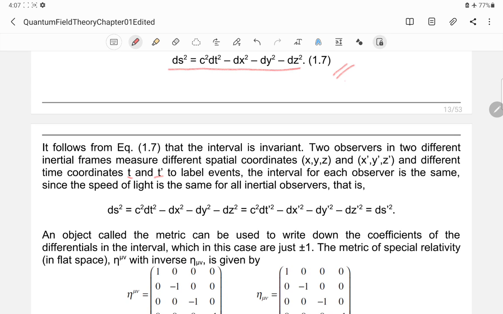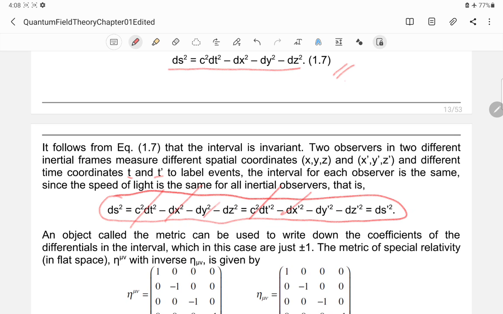The interval for each observer is the same since the speed of light is the same for all inertial observers. So you have here this one. It doesn't mean that this one is the same as this one, or this one is the same as this one. They're not the same. Only that the whole quantity is the same.